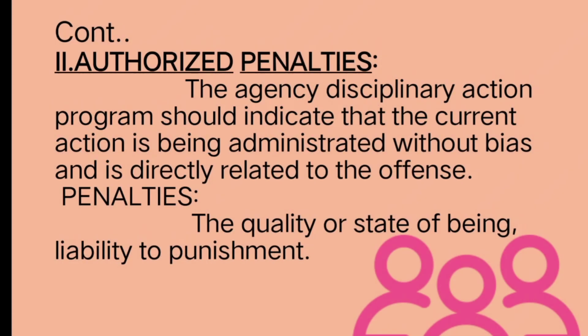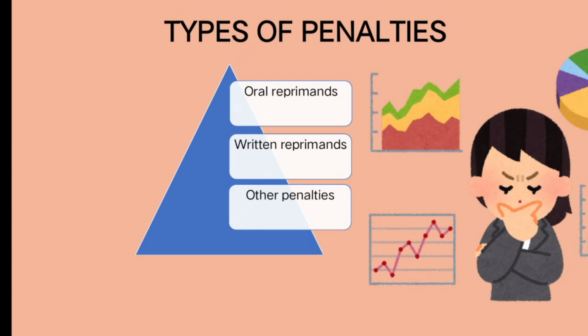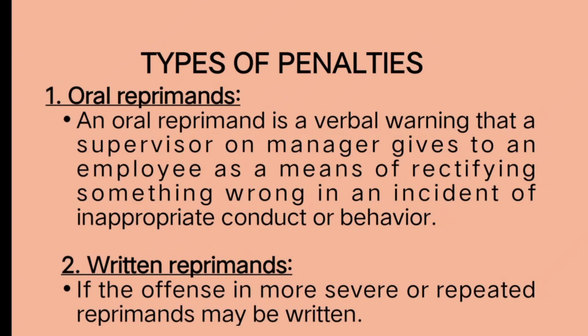Next is authorized penalties. Punishment is otherwise known as penalties. We can give either oral reprimands or written reprimands, and without any bias, we are going to give the authorized penalties. The types of penalties are oral reprimands, written reprimands and other penalties. An oral reprimand is when we encounter any incident of inappropriate conduct or behavior, we rectify it by giving an oral warning.